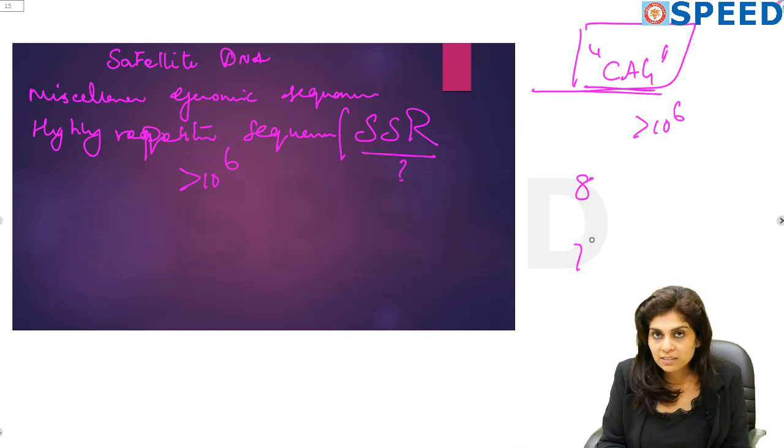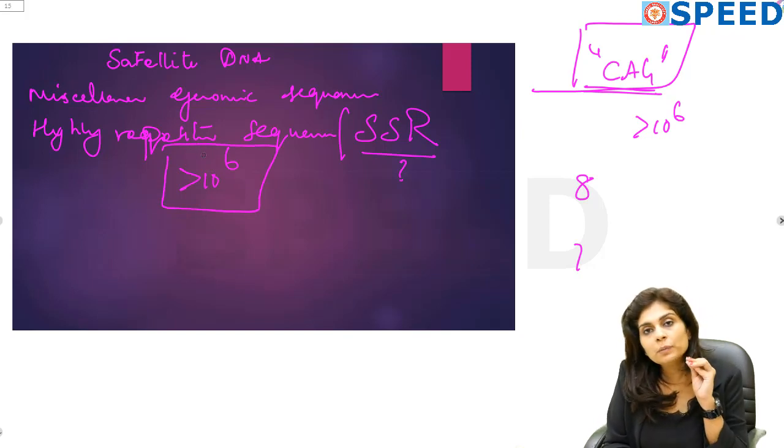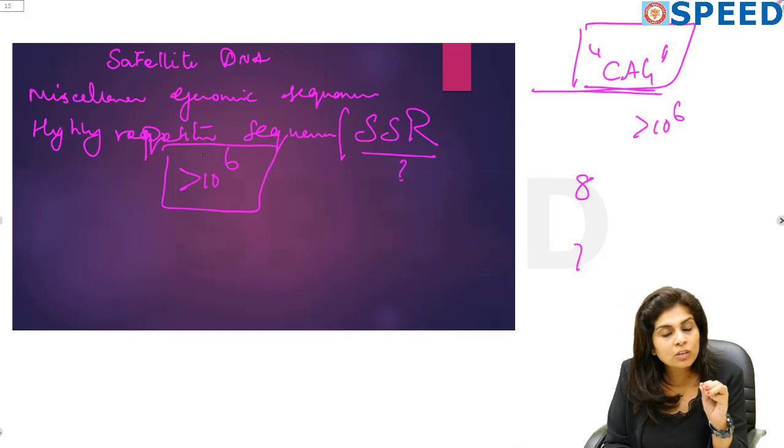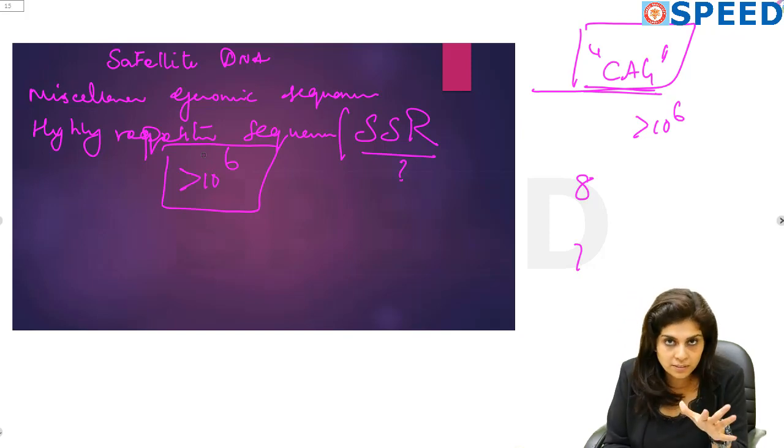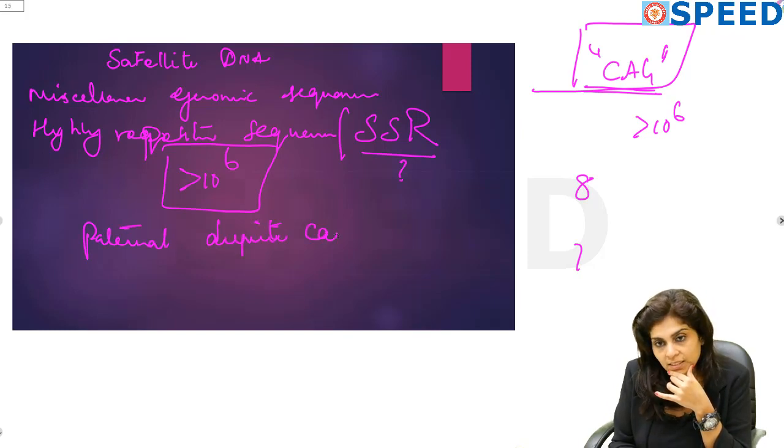So what is the basis? Though they are repeated more than 10 power 6 times in the whole human genome, the number of times they are repeated in a particular locus is unique to a particular person. And this has been used to clear off many paternal dispute cases.